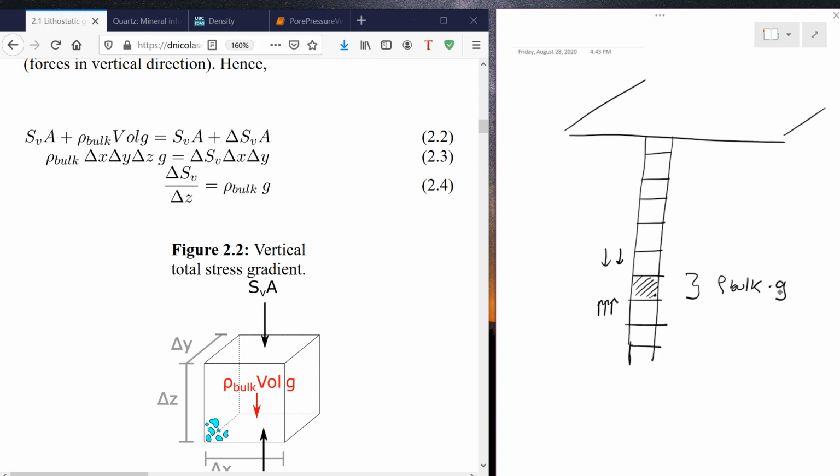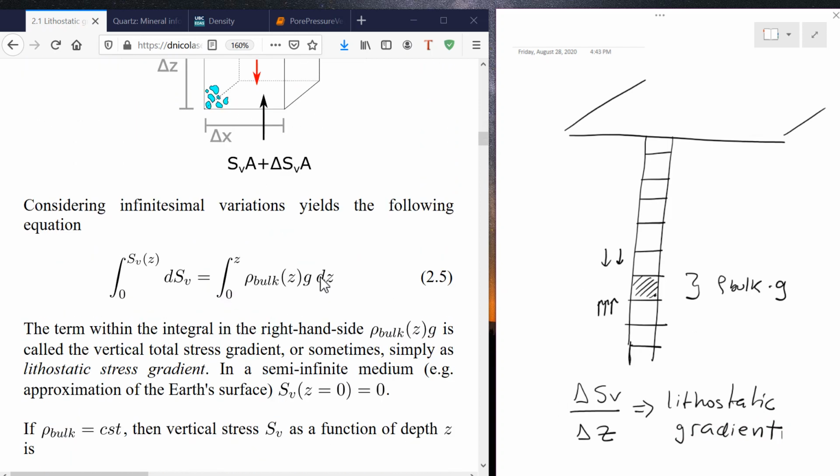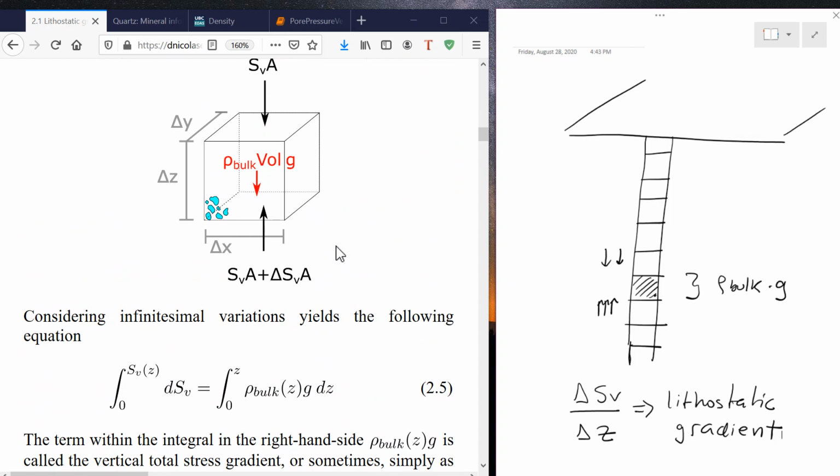This term that we see over here, delta SV divided by delta z, is what is called the lithostatic gradient. It's also called the gradient of total vertical stress. All right, let's see what else we can do with this equation.